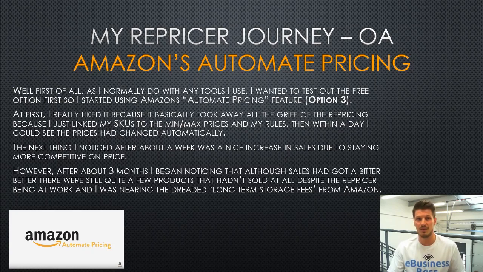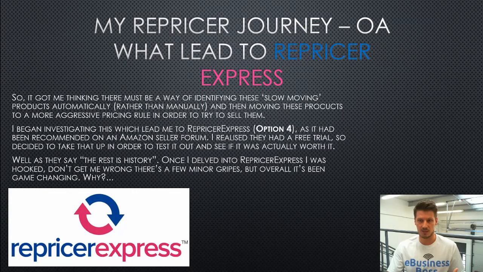And for some of them, we were beginning to enter the dreaded Amazon long-term storage fees, which obviously everyone wants to avoid. So this sparked a bit more investigation. This is where I'm talking about what led to RepricerExpress. All that I've just talked about got me thinking that there must be a way to identify these slow-moving products, or products that have a lot of stock that you need to get rid of, and then a way of automatically moving those products, based on criteria that you set, over to a new rule that's more aggressive, so we'll hopefully sell them on quicker.